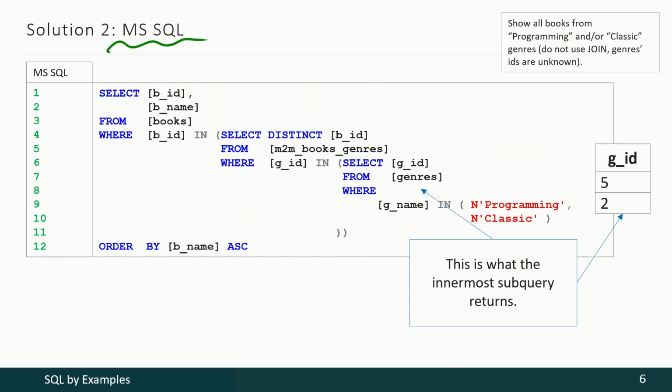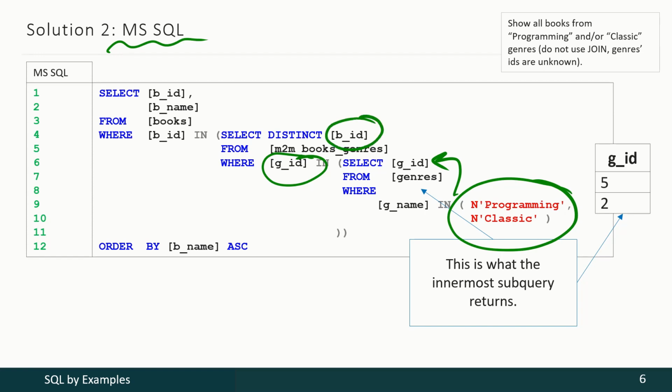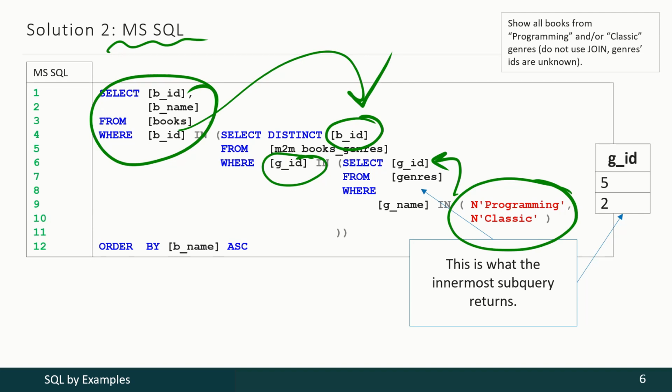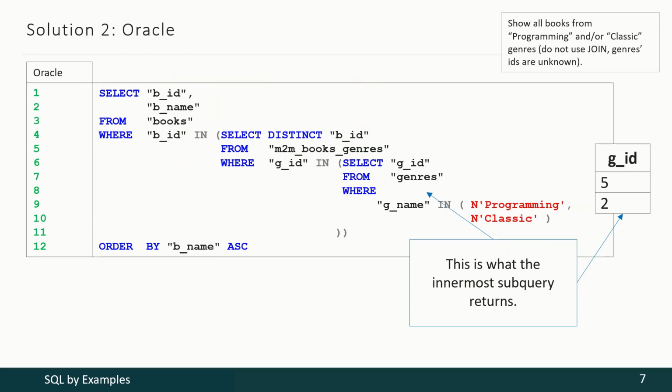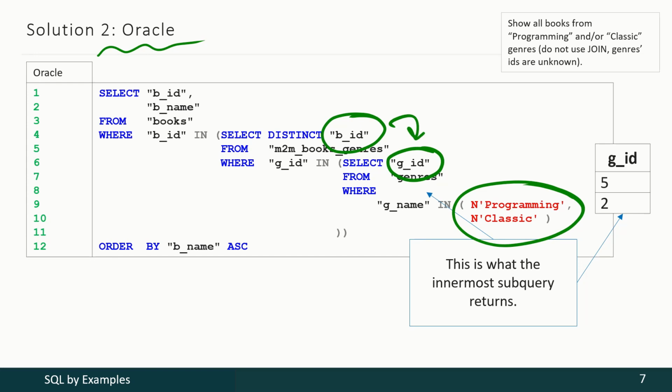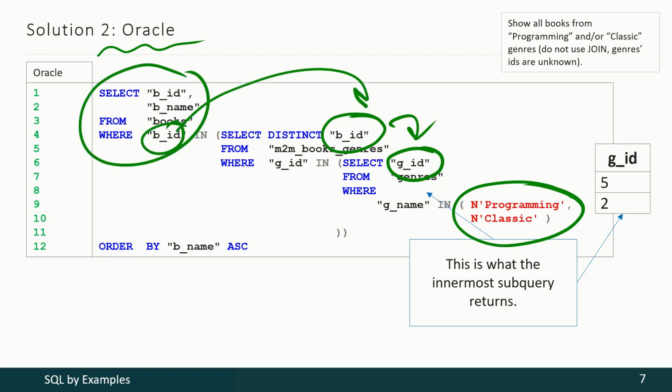With Microsoft SQL Server the idea is exactly the same. Based on genre's name we get genre's IDs, then based on those genre's IDs we get books IDs from that genres, and then we select books with IDs in that set of IDs. And for Oracle the idea is exactly the same. We use genres names, we get genres IDs, then we get set of books IDs from that genres, and then we select books with IDs from that set.